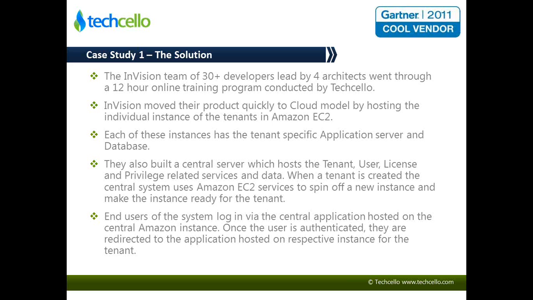to level 2, phase 1, which is maturity model level 2, where Amazon instances were used to serve each of the customers. As they were working on it, they also built a central server, which forms the central authentication and redirection server, where the tenants are created and registered, and all the settings related to the tenant are maintained. Once they get authenticated, they are redirected to the appropriate instance that serves that particular customer.